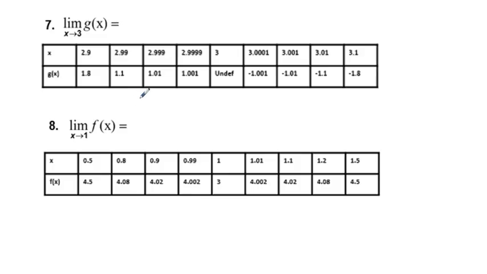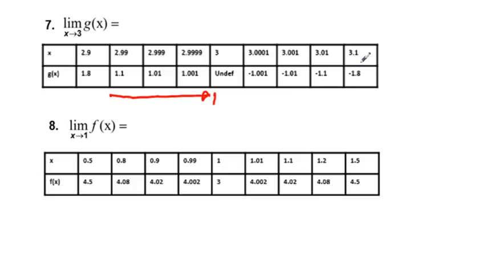Problems 7 and 8, a couple of tables. The limit as x approaches 3 of g of x is. We have these values of x from the left, 2.9, 2.99, 2.999, 2.9999, and then eventually to 3 from each side. So we're approaching 3. As we come from the left, what number are we honing in on? Well, we're honing in toward 1.